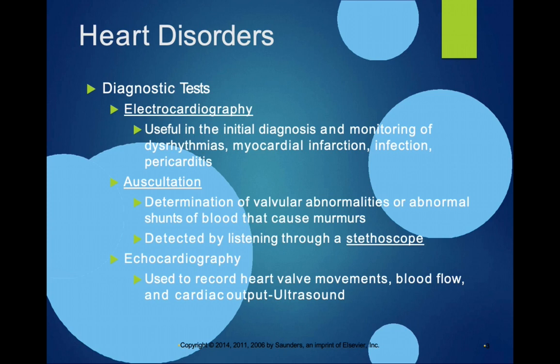Second, we could do auscultation. This is something that involves low tech and high touch. It's trying to determine if there's any valve abnormalities or abnormal shunts of blood that could cause murmurs. And the way this is done is non-invasively, cost efficiently, and all you need is a good set of ears, good hearing, and a stethoscope.